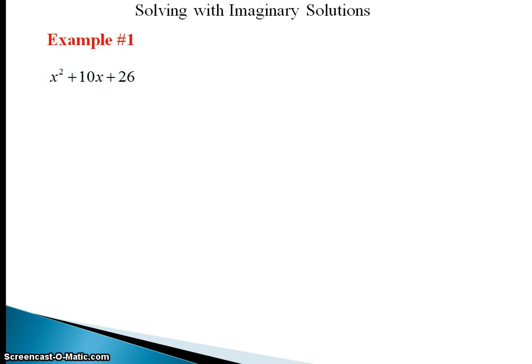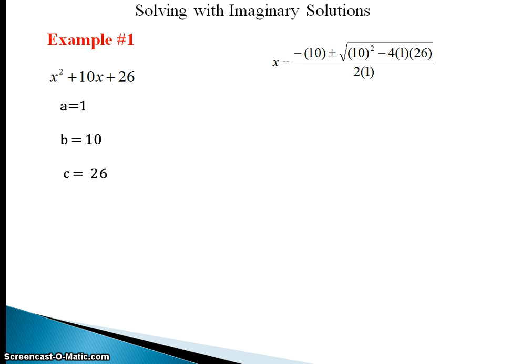Now, we're going to transition to solving quadratics that have imaginary solutions. So let's take a look at this quadratic. Well, we're going to use the quadratic formula, so we have to identify a, b, and c, and then plug those numbers into the quadratic formula and simplify. When we do, we end up with -10 plus or minus the square root of -4, all divided by 2.